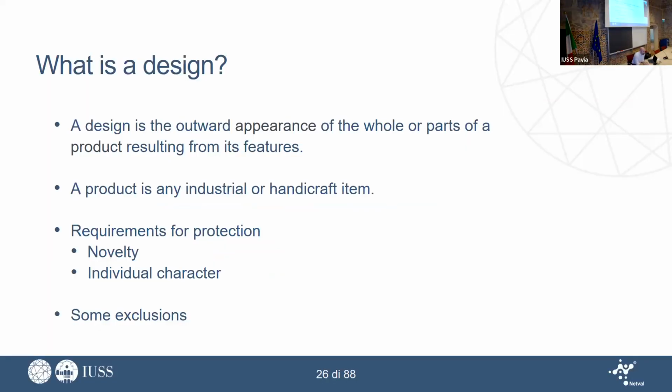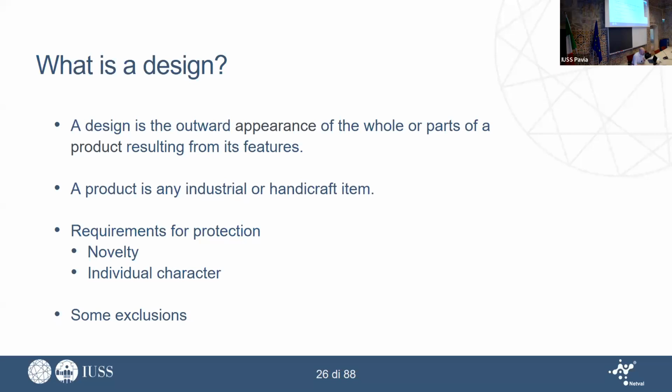Designs. A design is the outward appearance of the whole of your product or a part of your product. The product could be industrial or handcraft. There's no difference. Examples of design could include lines, colors, shapes, packaging, logos, for example, the Coca-Cola bottle.